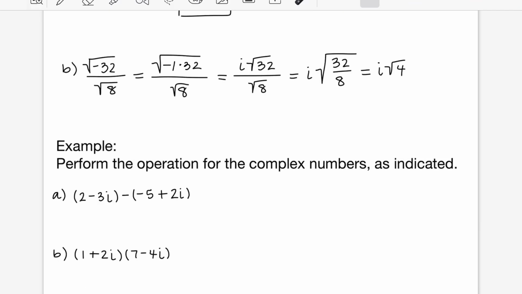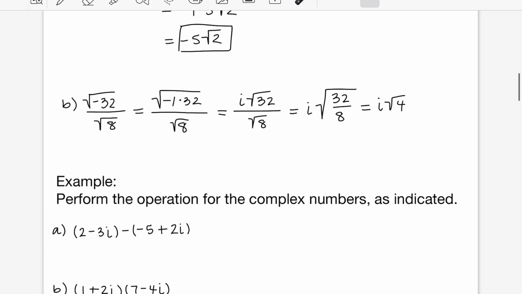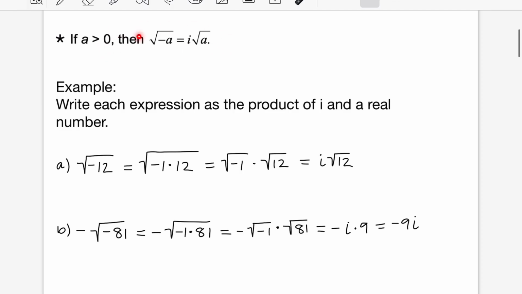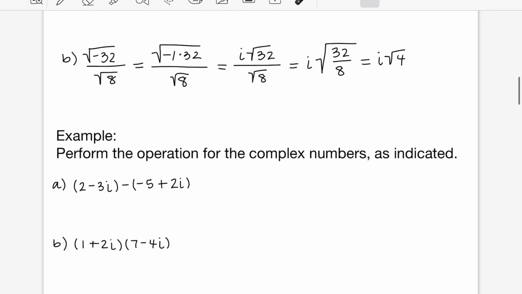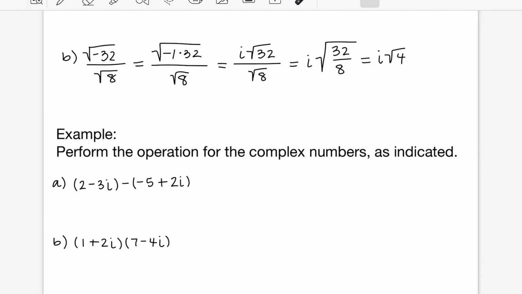Now we can add, subtract, multiply, and divide complex numbers as well, not just expressions of this form here. So let's look at these examples here. We have 2 minus 3i minus (-5 + 2i). So we know that this is just the same thing as 2 minus 3i, and then this negative here is going to distribute to both terms in the parentheses. So we end up with positive 5 minus 2i.